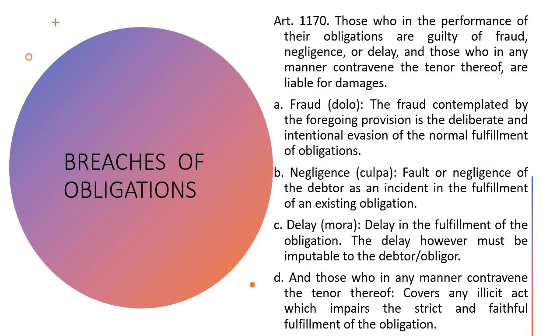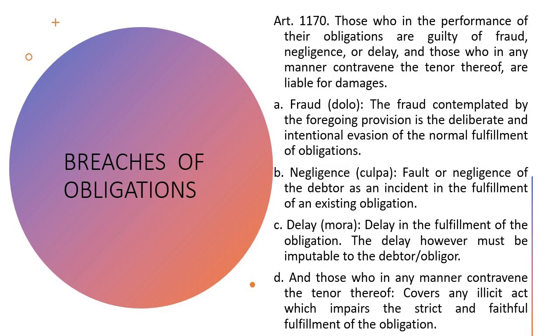Breaches of obligations. Article 1170. Those who, in the performance of their obligations, are guilty of fraud, negligence, or delay, and those who in any manner contravene the tenor thereof are liable for damages.